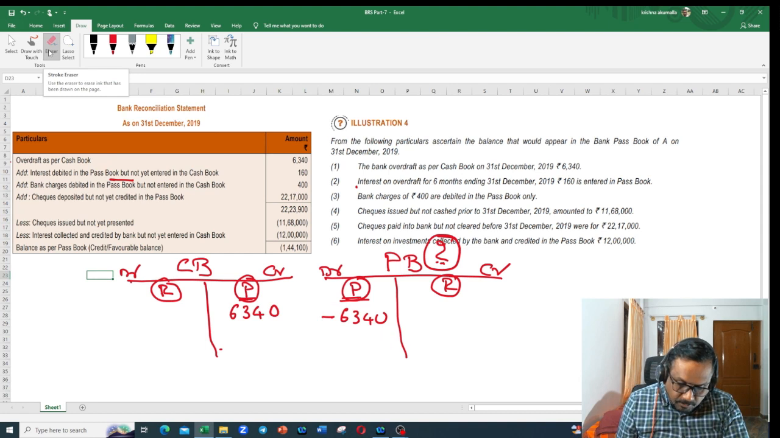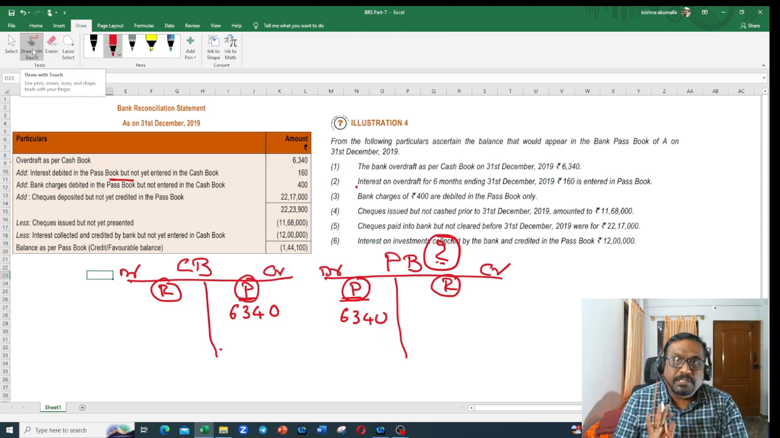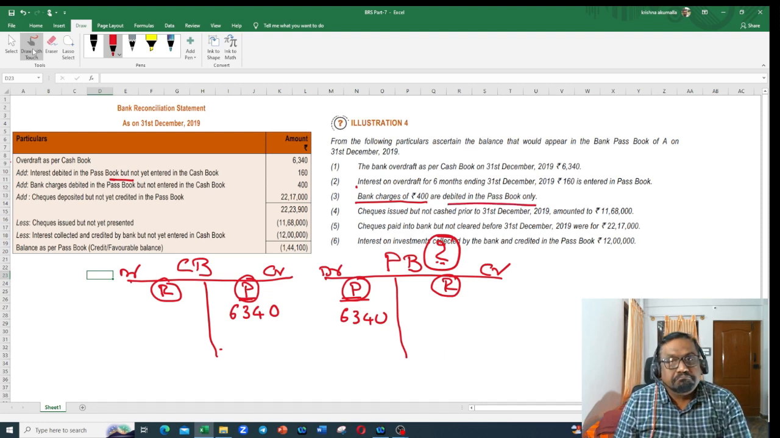This we need to take out, and we need to again go with the same balance, 6,340. Next point. Bank charges 400 are debited in passbook only. It very clearly says they have debited 400 rupees only in the passbook. Just because we debited 400, this balance is increased.